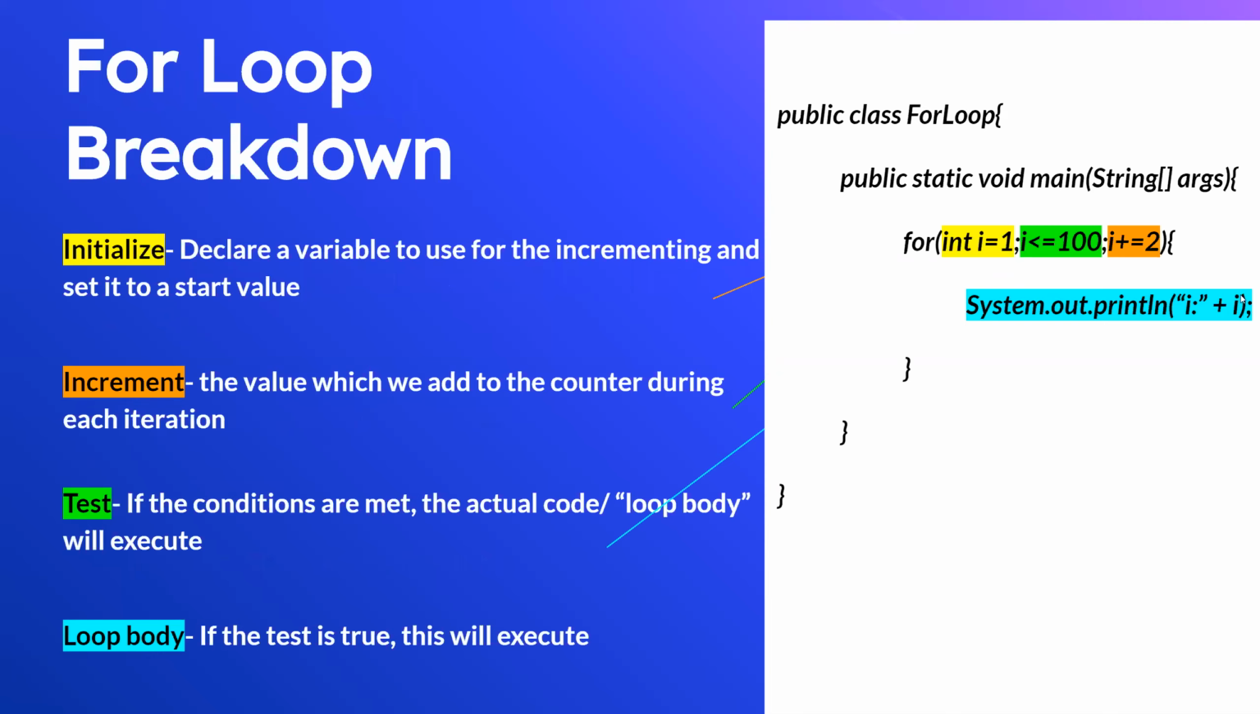We'll execute the code in the for loop, and then increment the counter. So if we set our counter to 1, we're going to check if it's less than 100. Since that is true, we're going to continue to the actual body of the for loop. Here's the part where this is the code that's repeating.